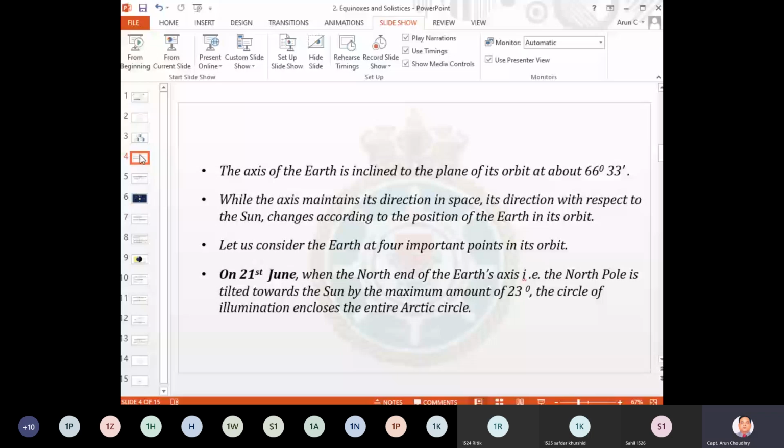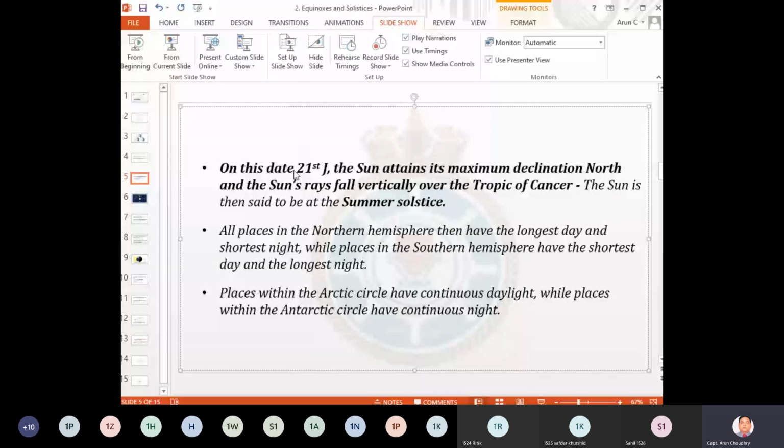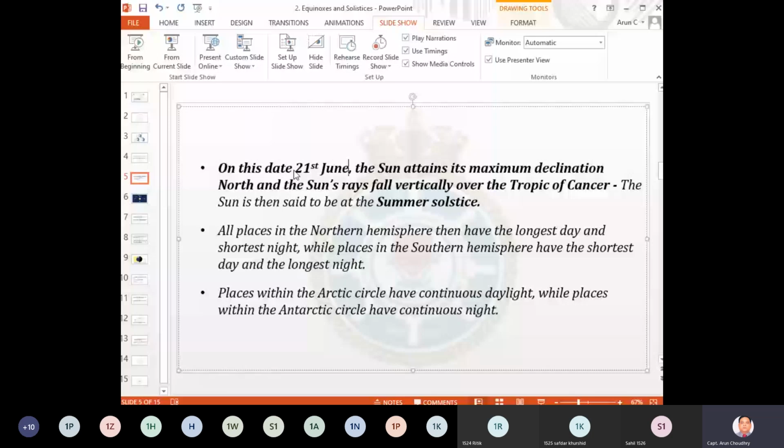Okay, and whereas in the southern part, when the sun is at the Tropic of Cancer, it's always dark. Throughout 24 hours you will have the darkness there. Okay. On this date, that is on the 21st June, the sun attains its maximum declination north, and the sun rays fall vertically over the Tropic of Cancer. The sun is then said to be at the summer solstice. So basically, on this date, I should put it here, 21st June. Actually, this day is not fixed, but generally it is around 21st June. It could be 20th June or 21st June.